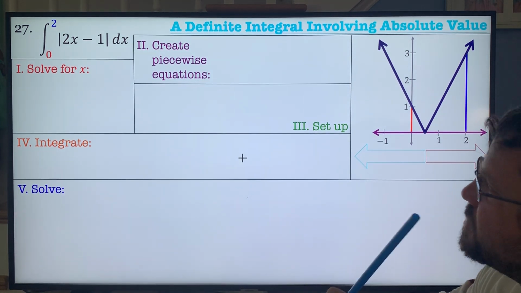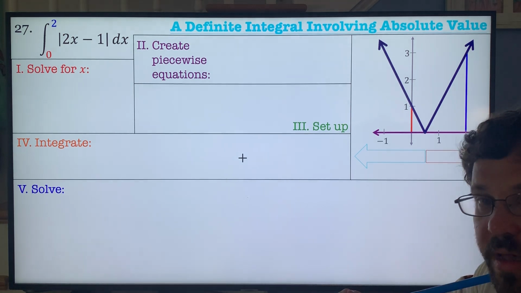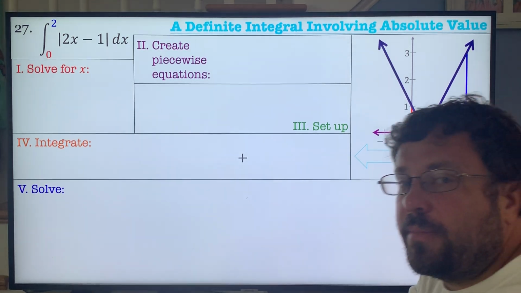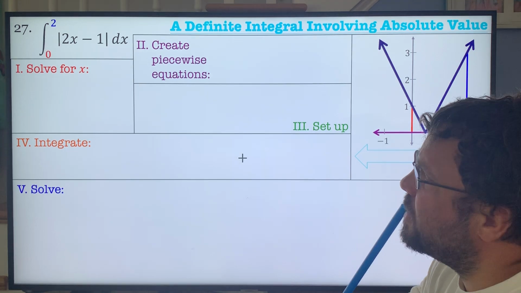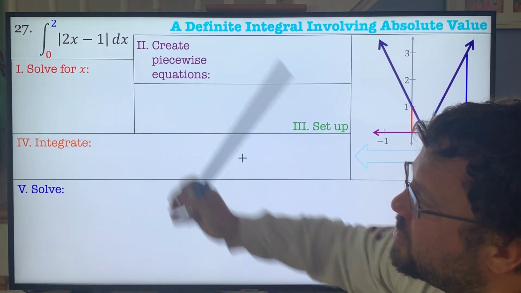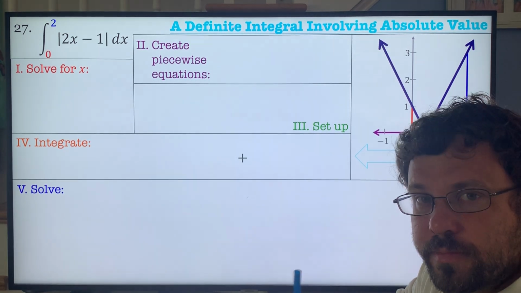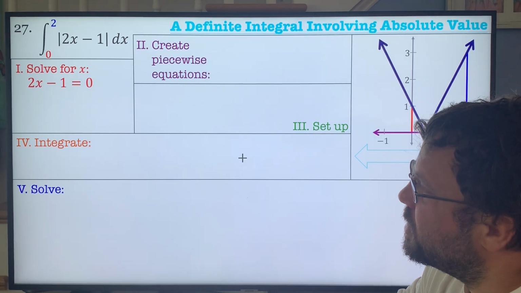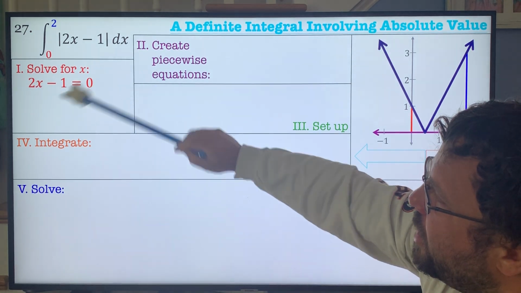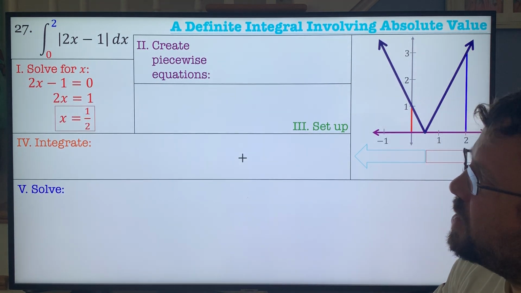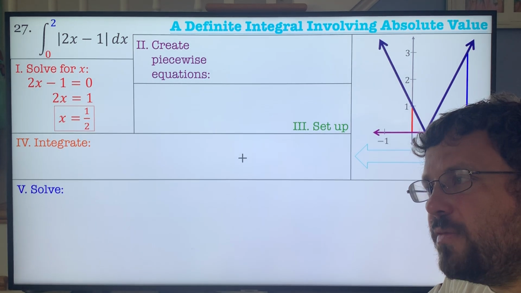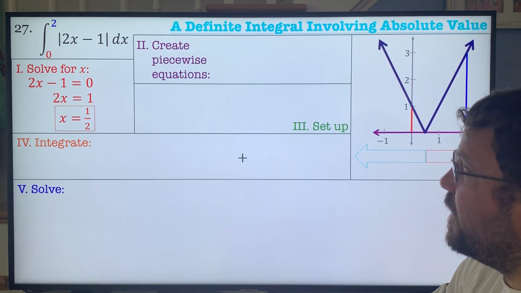All right, ready? 27. I want you guys to try this real quick. I'll walk you through it in case you're having trouble. Get that pause button ready. So first thing I want you guys to do is solve for x to see where we're splitting this from 0 to 2. All right, so you should have done 2x minus 1 equals 0. Add 1, divide by 2, and x equals 1/2. So we're splitting it at the 1/2. No, you don't have to split it at a whole number.